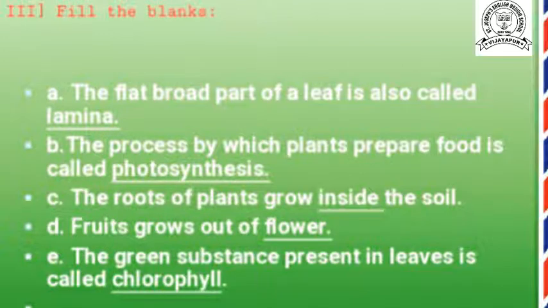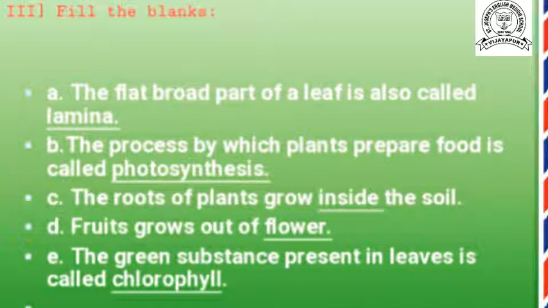The next question is fill in the blanks. The first one, the flat broad part of a leaf is also called dash. What is it called? The flat and broad part of a leaf. You remember, when I showed the video of real plant leaves, at that time I said the flat broad part of a leaf is called lamina and it is also called the leaf plate.